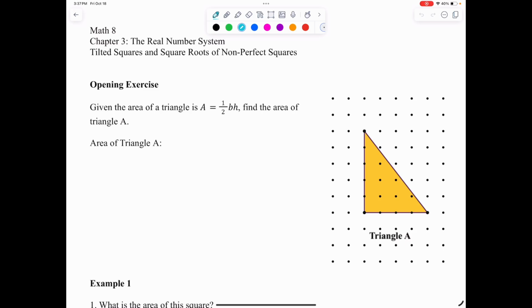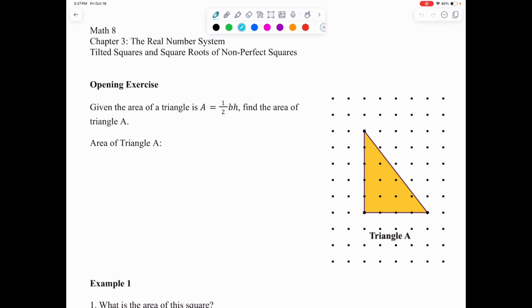Our next lesson is called Tilted Squares and Square Roots of Non-Perfect Squares. For the opening exercise, I'd like you to try the problem on your own. It says, given the area of a triangle is A equals 1/2 base times height, find the area of triangle A. You can see to the right there is a picture of triangle A. B is for base, H is for height. Pause the video and try the opening exercise, then resume the video to go over the answers.